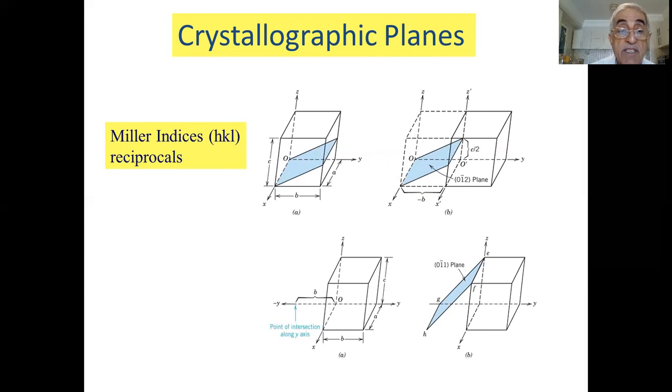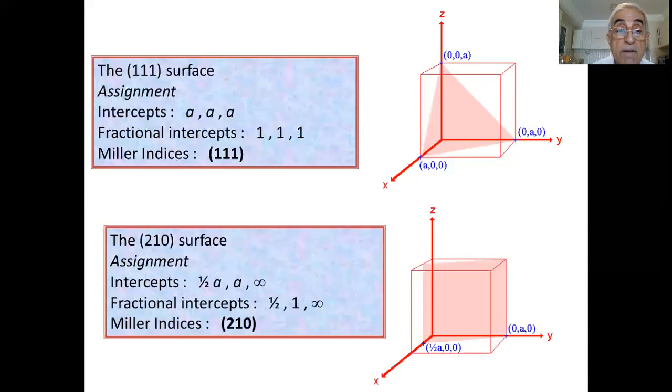Crystallographic planes, Miller index hkl, reciprocals. It can be clearly seen in this figure showing these crystallographic planes. The 111 surface intercepts are a, a, a, so it is 1, 1, 1, and the reciprocal also becomes 111. While for figure 2 here, we have intercepts half a, a, and infinity. So the fractional intercept is half, 1, infinity. The reciprocal of it becomes 210.